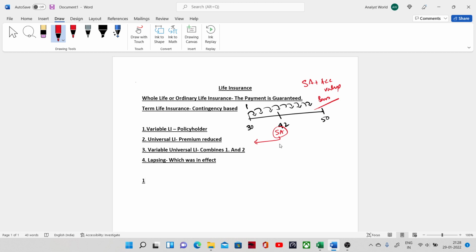In this case also, one must remember that at the expiry of the policy, if there is no death, then the entire premium is kept at the insurance company's end, and the policyholder will get nothing out of it.